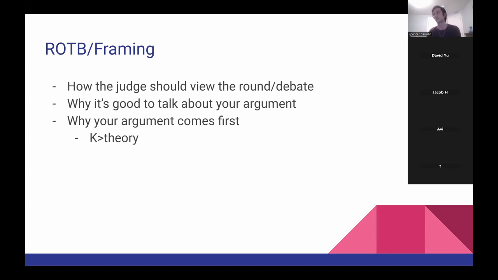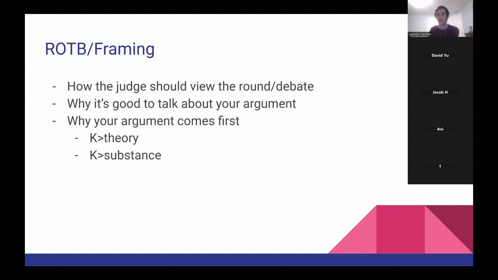So, for example, if you say something like the role of the ballot is to vote for the team that best provides a method of resistance against capitalism, you could say that obviously when the other side's reading, like, disclosure theory or something, that's not doing anything against capitalism, which means that since that's the way the judge should view the round, the judge can't vote on theory.